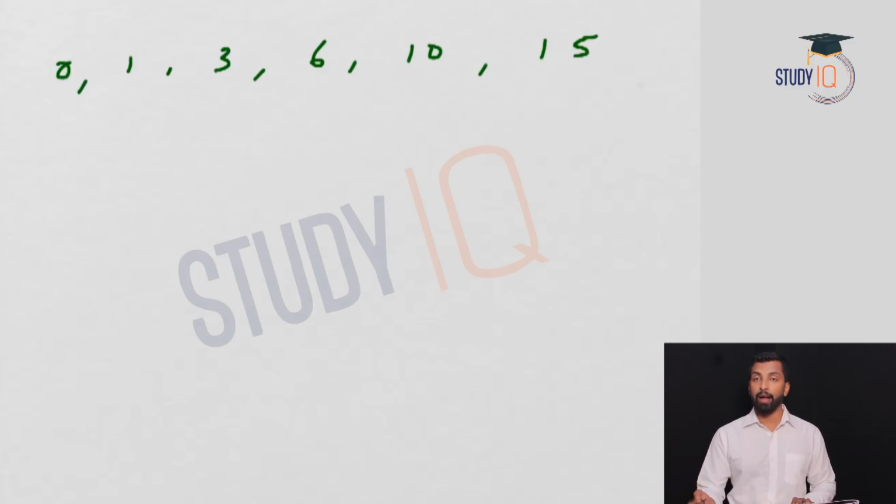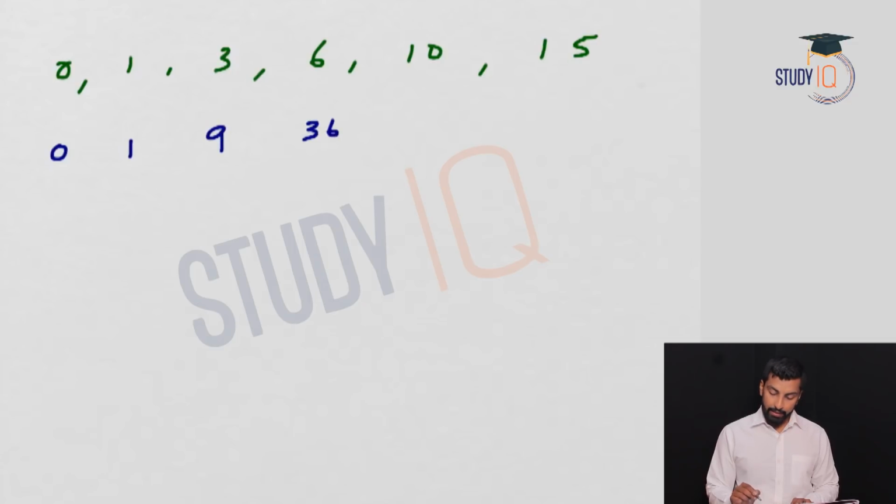Now another interesting pattern you can see in case of sigma n numbers. Let's take these numbers: 0, 1, 3, 6, 10, 15. These are sigma n numbers, also called triangular numbers. Now let's square these numbers. 0 is 0, 1 is 1 itself. Then 3 square is 9, 6 square is 36, 10 square is 100, 15 square is 225.